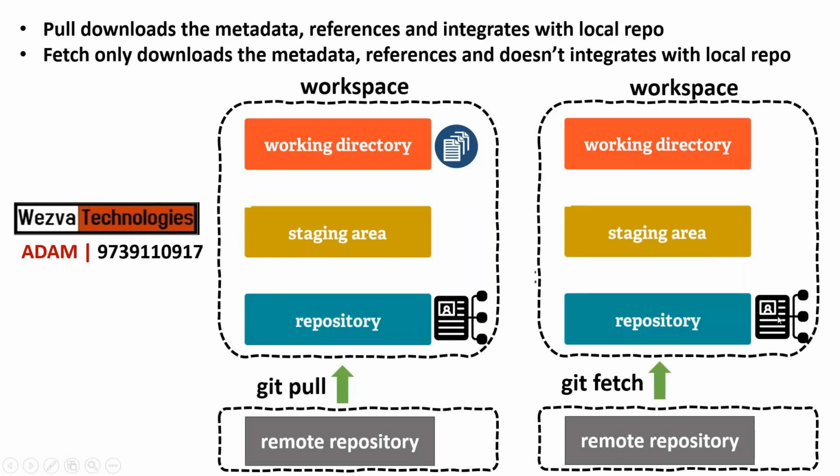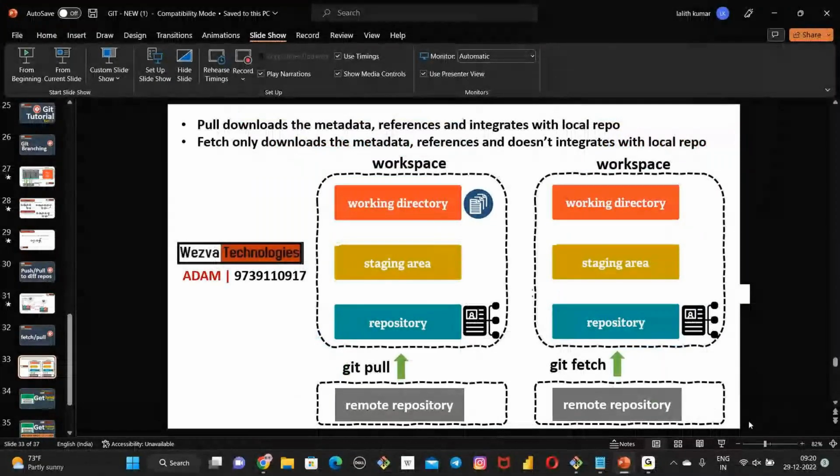So the very simple difference: git pull will download and it will merge or integrate the content into the branches in the repo. Whereas git fetch will only download, and you will not be able to see them unless and until you explicitly check out and go to that particular content. So that way fetch only downloads. Okay, now how does it work? Let's see that quickly.